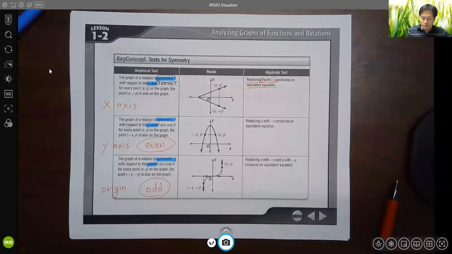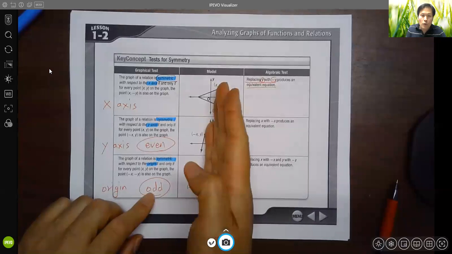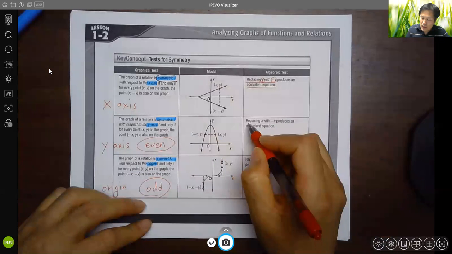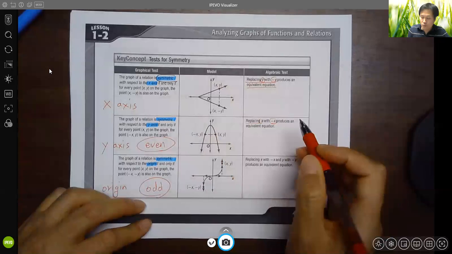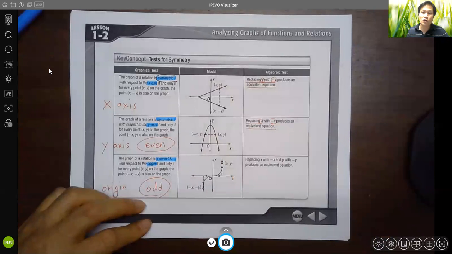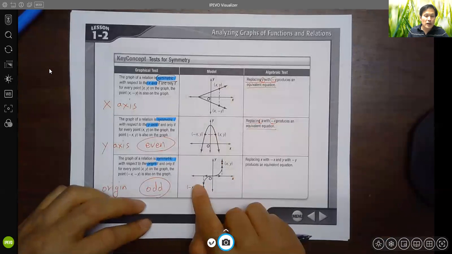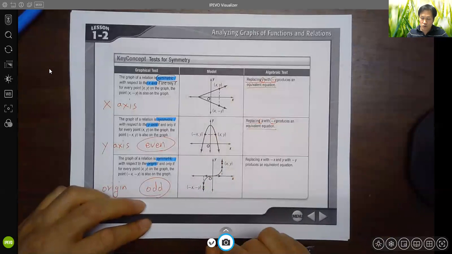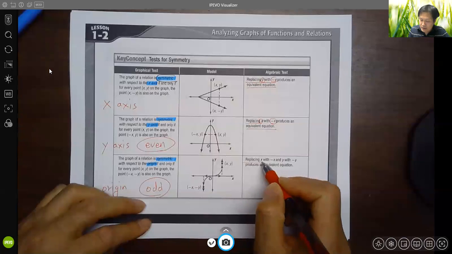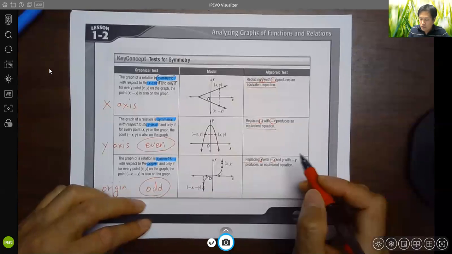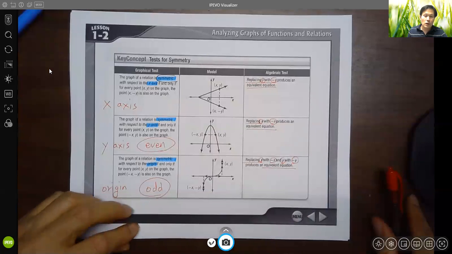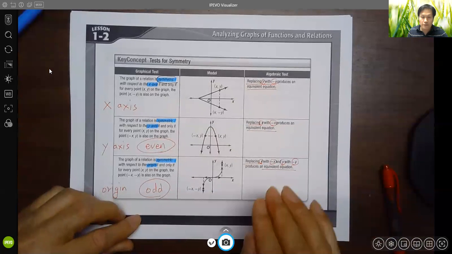By the same logic, if you have symmetric over y-axis, replacing x with minus x will result in exactly the same equation. For the origin, x changes sign, y changes sign, so there has to be a matching point satisfying that condition. What does that mean? Replace x with minus x, replace y with minus y, that will produce an equal equation. That's a proof of an odd function.